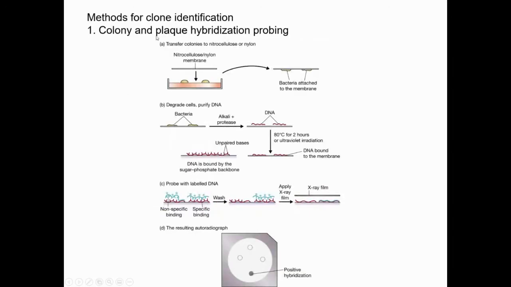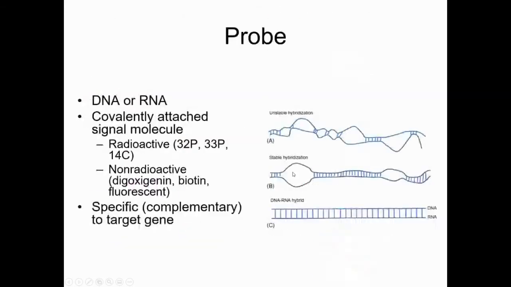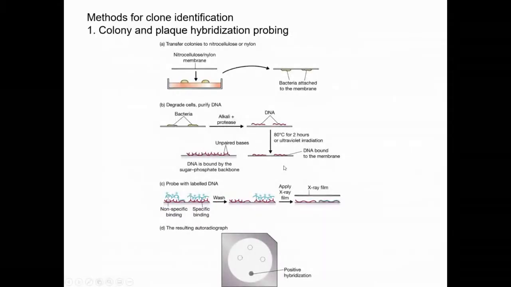For clone identification, there is colony and plaque hybridization with a probe. From, for example, the genomic library or cDNA library, you want to identify which specific colony carries the target gene. You have a plate with many colonies, each carrying a specific DNA sequence. You use a nitrocellulose membrane to cover the plate so that the cells attach to the membrane. Because each cell carries the genome, the DNA also comes onto the membrane.